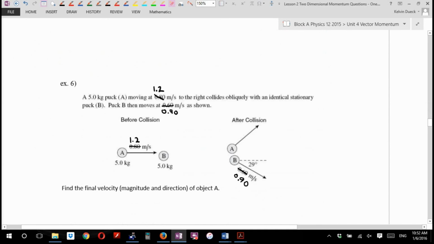Good question. Example 6. I like example 6. Example 6 is a nice question. In fact, on your test, you're going to have 2 or 3 collisions at angles or explosions at angles. Only one of them is going to be a right angle. The others are going to be, fancy word, oblique angles. Yucky angles.